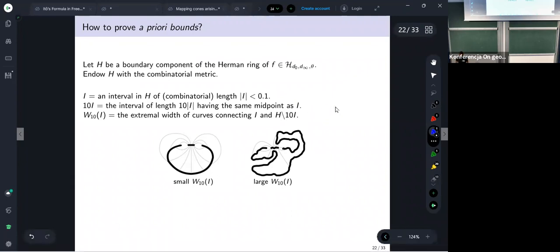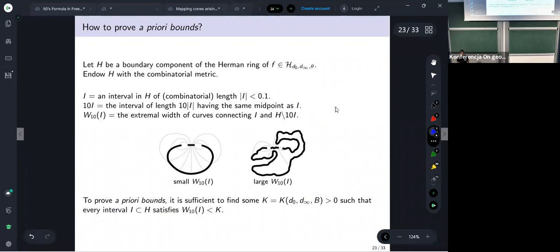So what am I trying to say over here? To prove a priori bounds, to prove independence of the modulus, it is sufficient to find some upper bound k such that every sufficiently small interval I satisfies the following inequality: the width W10i has to be bounded above by k. And again, k here is important, k has to be independent of the modulus. So it only depends on the degrees and the upper bound b on the bounded type condition.